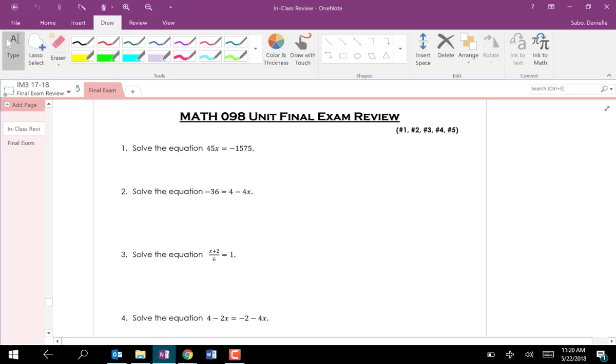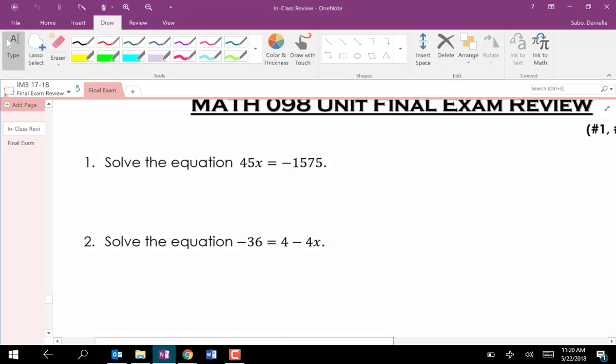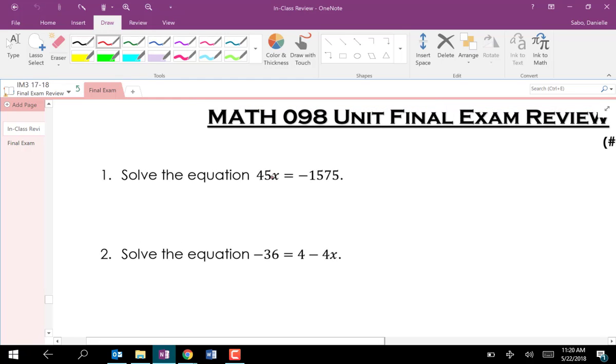Okay, it says solve the equation. This should be an easy question. What do I do to both sides first? Divide. Okay, so you ask yourself, if you need to write this down, the 45 is currently multiplying the x. That means I divide both sides by 45. And what's my final answer?